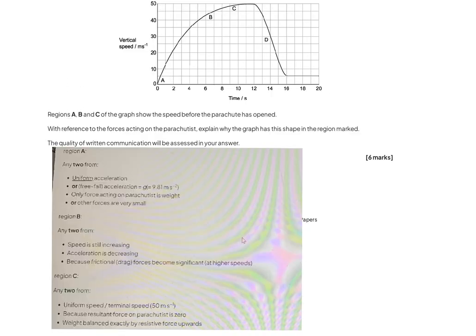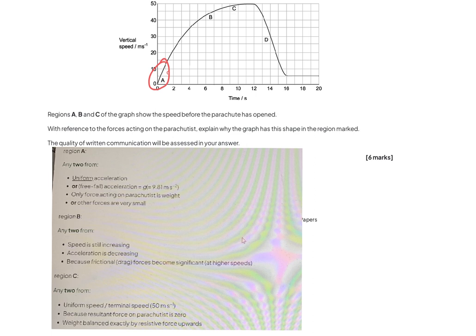So similar to the previous 6-mark question, this one is about forces, and we haven't quite got to that module yet. We're just learning about the kinematics and the speeds and gravity. However, I've popped the answer here and I'll go through it with you. So in region A, the beginning bit here, first of all, we get a tiny bit of a straight line with uniform acceleration. So that's this bit of the graph here. So initially when he jumps out of the aircraft, he's accelerating just due to gravity.